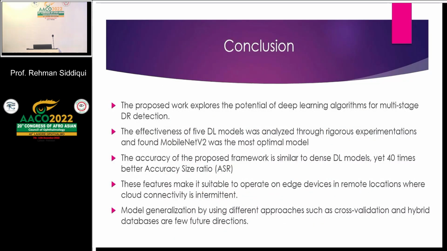Now, let me conclude. In this work, we explored the potential of deep learning algorithms for multi-stage DR detection. Effectiveness of 5 DL models was analyzed through rigorous experimentation, and we found that MobileNet V2 is the most optimal model. Accuracy of the proposed framework is similar to previously proposed dense DL models, yet it has a 40 times better accuracy size ratio.